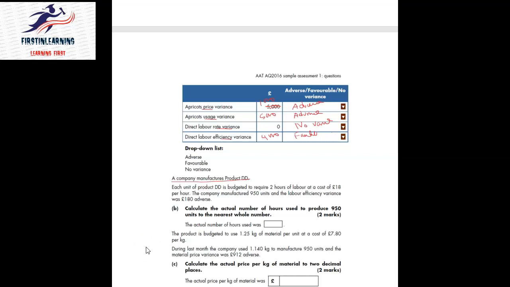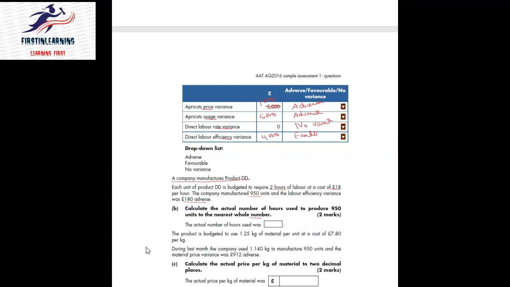So let's read this question. It says each unit of product D is budgeted to require 2 hours of labor at a cost of 18 per hour. The company manufactured 950 units and the labor efficiency variance was 180 adverse. So they are saying we use 2 hours of labor that costs 18, the company manufactured 950 units, and the labor efficiency variance is 180 adverse. The requirement here is to calculate the actual number of hours used to produce 950 units to the nearest whole number.